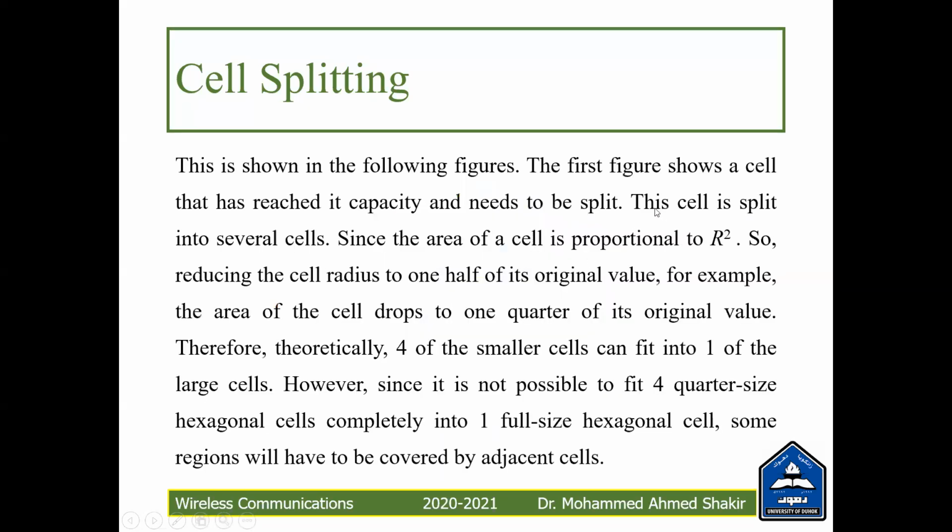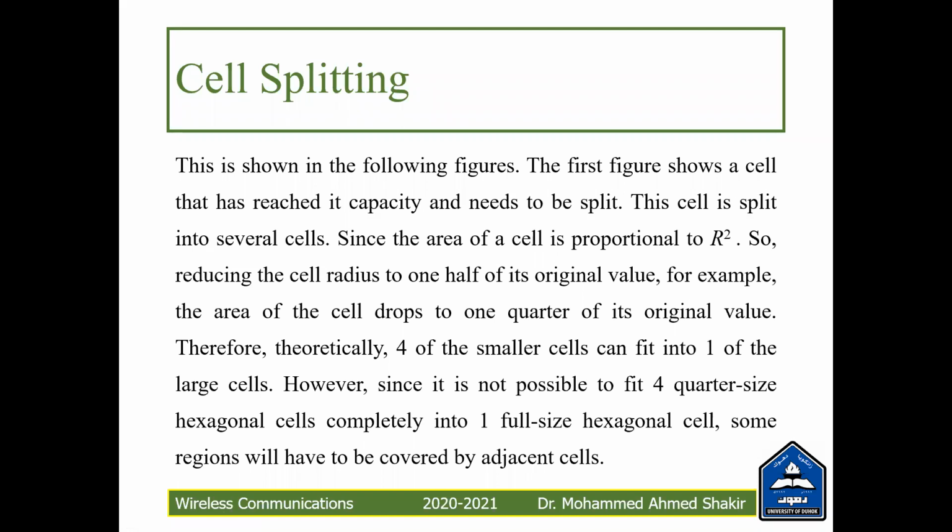Look, please. This cell is split into several cells, since the area of a cell is proportional to R squared. Now, in the first hour, we talked about the area of a hexagon. Do you remember? We said that the area of the hexagon is equal to 2.598, well, just say 2.6 R squared is good.